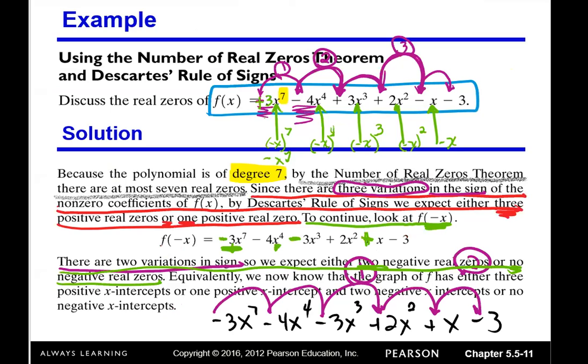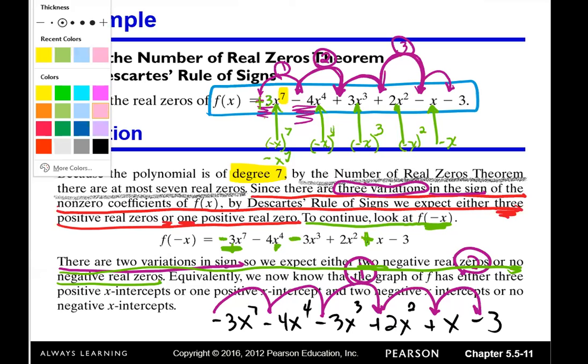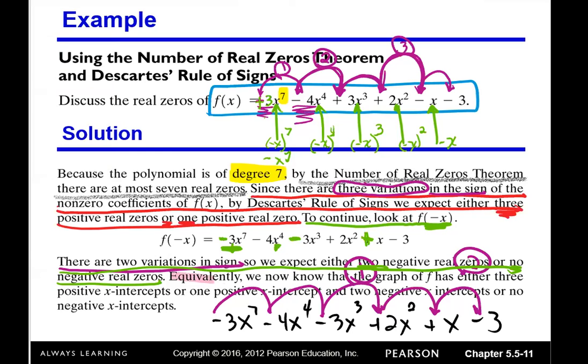So, as a final statement, they basically say that equivalently, we now know that the graph of f has either 3 positive x-intercepts or 1 positive x-intercept, and 2 negative x-intercepts or no negative x-intercepts.